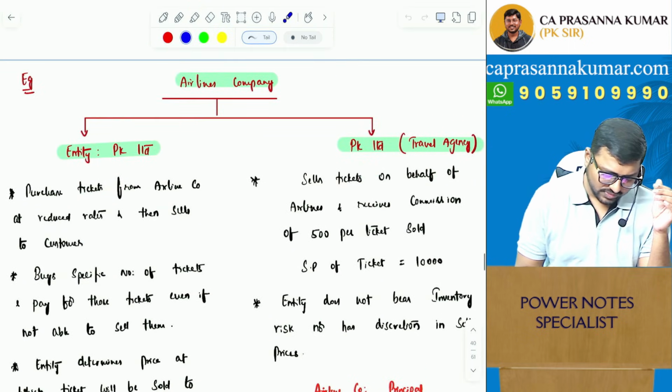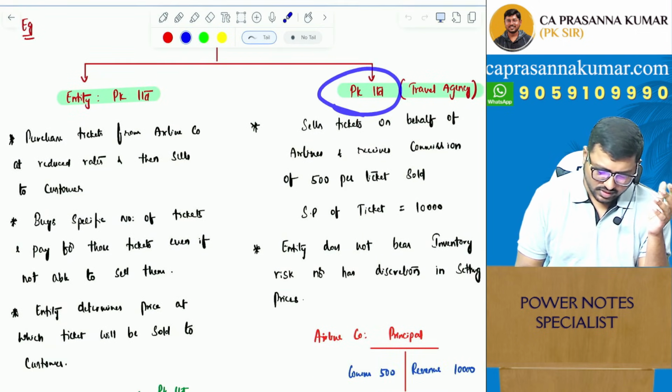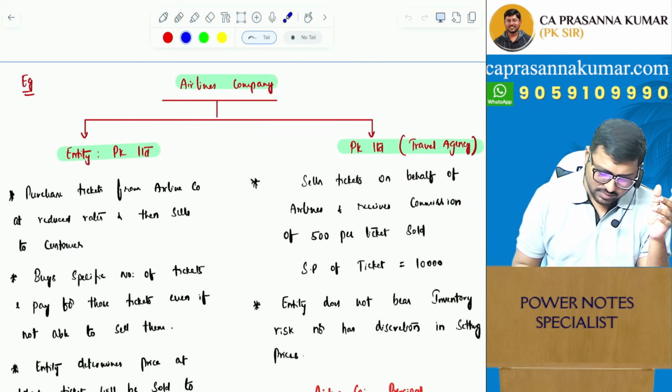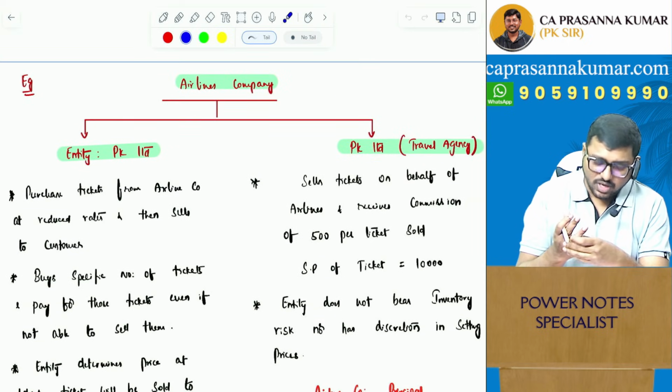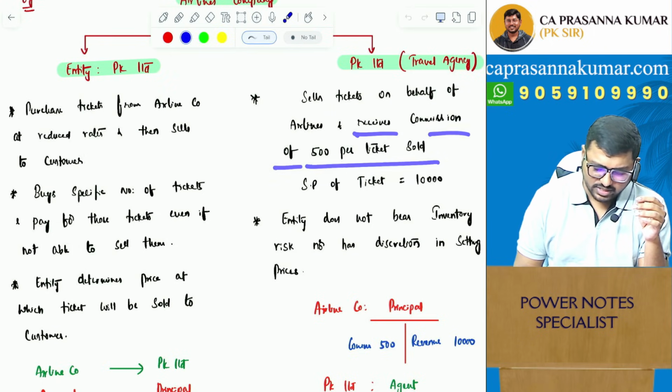Now look at this. Let's say there is an airline company. First, the company name is, let's say, PK Limited, and this PK Limited is a travel agency. What this PK Limited does is sell tickets on behalf of airlines and receive a commission of rupees 500 per ticket sold.